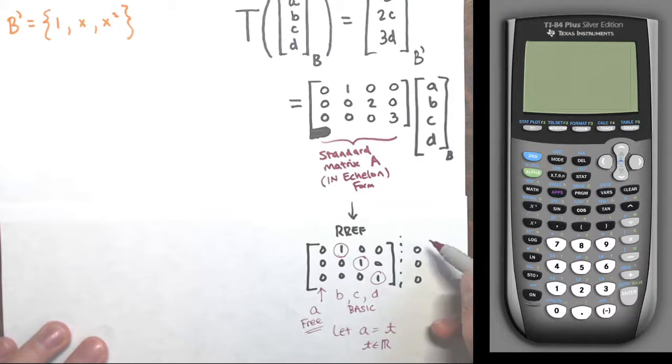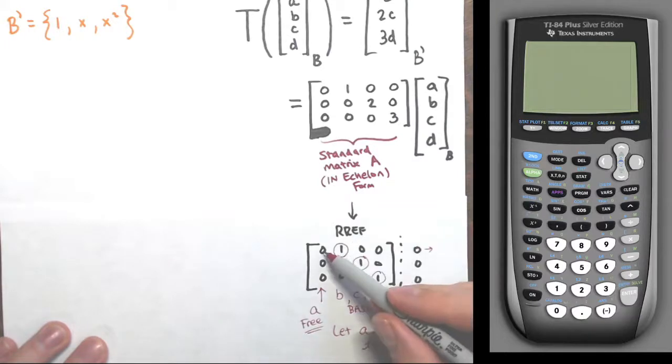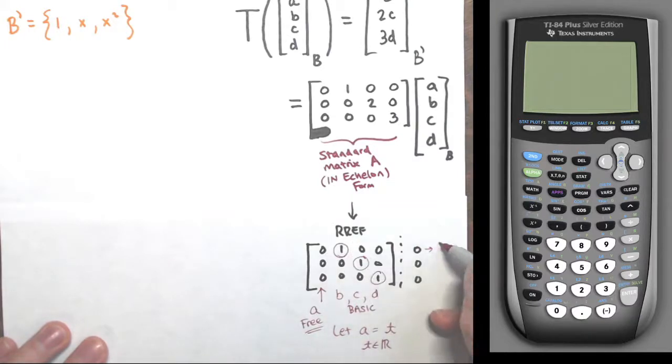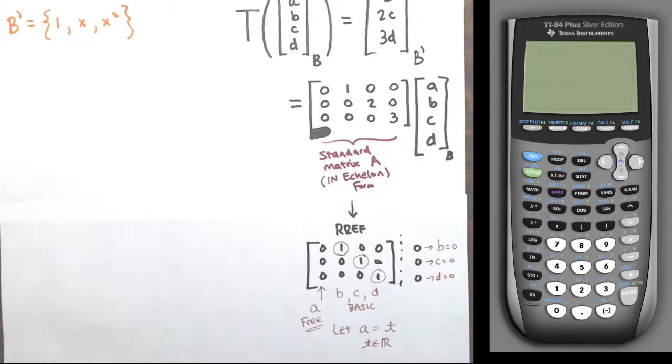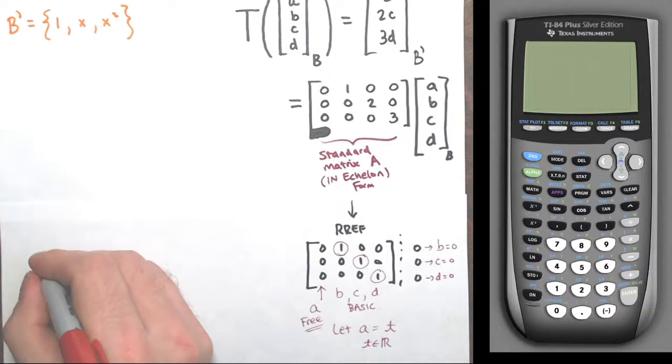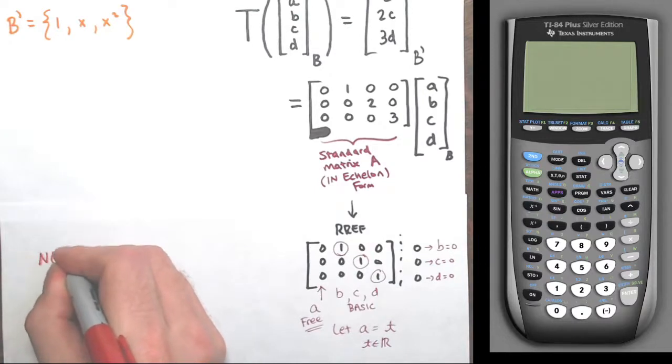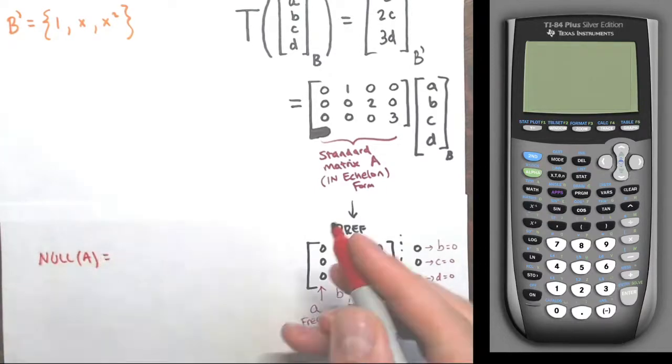And then what we're seeing from each of these rows is that B has to be 0. C has to be 0. And D has to be 0. But A can be anything I want. A can be anything I want. So, the null space of A, the null space of the matrix A.